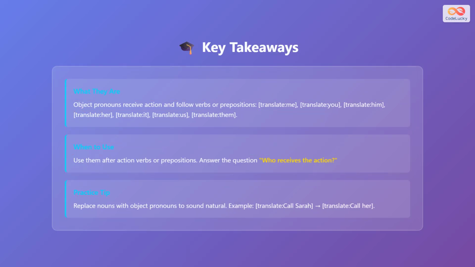Let's review the key points from this lesson. Object pronouns are me, you, him, her, it, us, and them. They receive the action and follow verbs or prepositions. Use them when answering the question, who receives the action? A helpful practice tip is to replace nouns with object pronouns to make your speech sound more natural. For example, instead of saying, call Sarah, you can say, call her. Now you understand how to use object pronouns correctly in English.